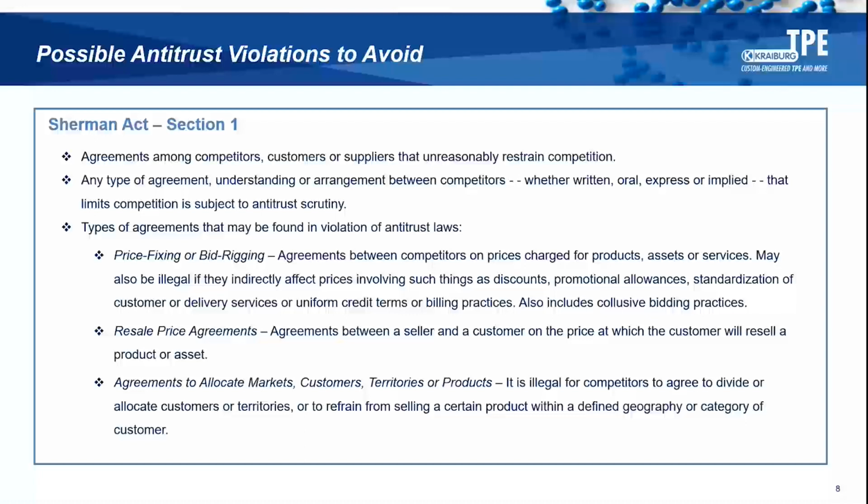The next is resale price agreements. These are agreements between a seller and a customer on the price at which the customer will resell their product to the marketplace or to the downstream products, whether it's, in our case, a tier supplier or an OEM. The next agreement pertains to those that allocate markets, customers, territories, or products. It's illegal for competitors to agree to divide or allocate customers or territories, or to refrain from selling a certain product within a defined geography or category or segment of customer.